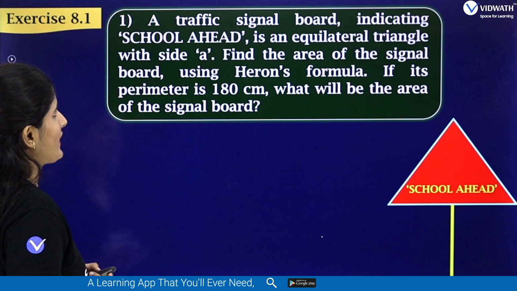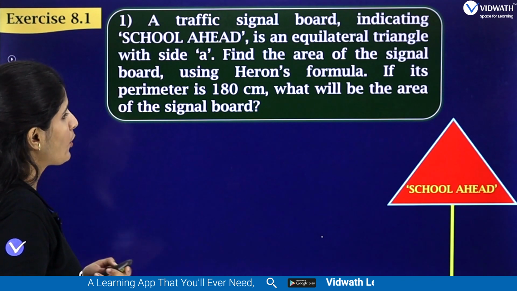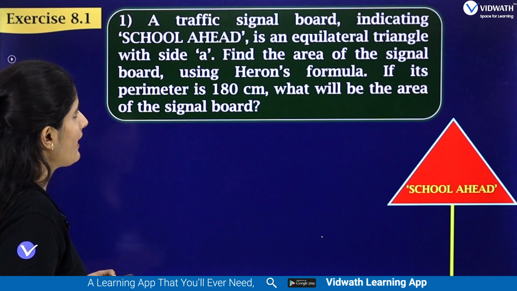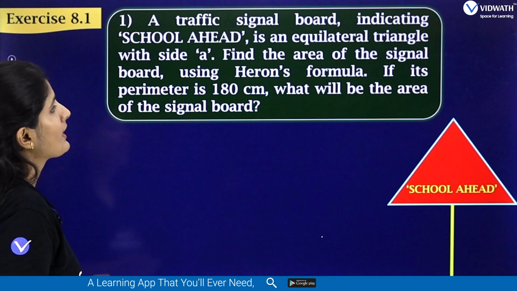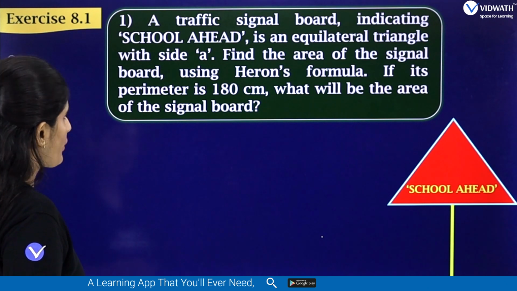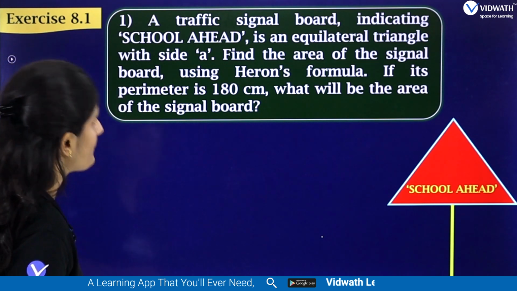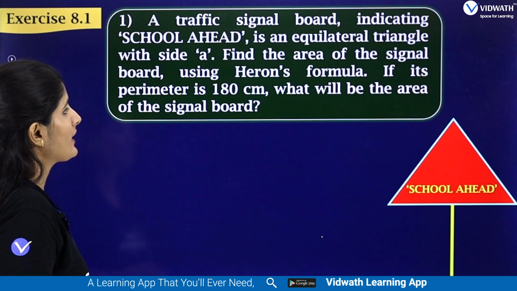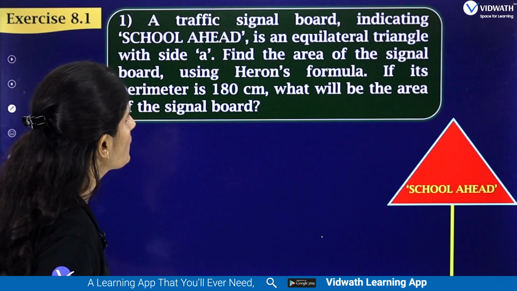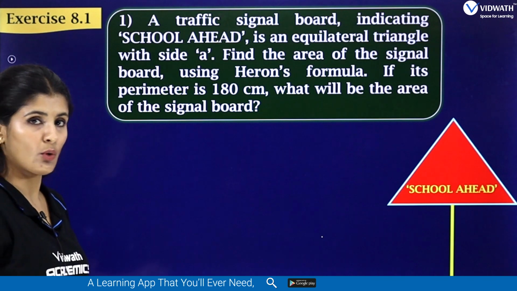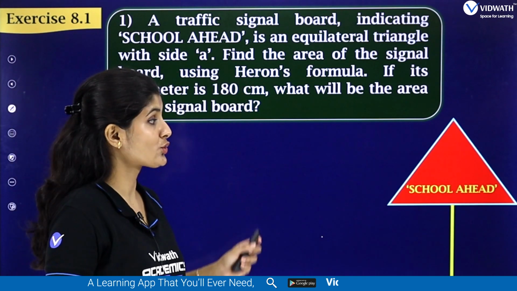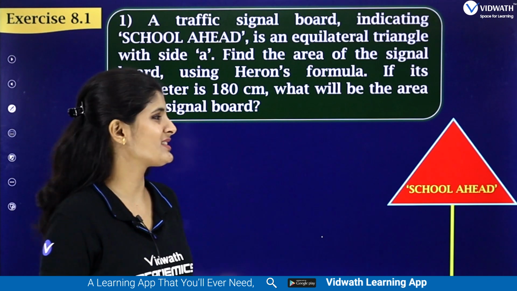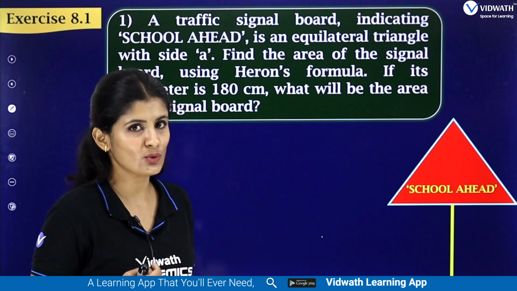Now, look into the first question. A traffic signal board indicating school ahead is an equilateral triangle with the side A. Find the area of the signal board using Heron's Formula. If its perimeter is 180 centimeters, what will be the area of the signal board? This is the signal board that we have and it has school ahead written on this. You must have seen such signal boards near your schools.